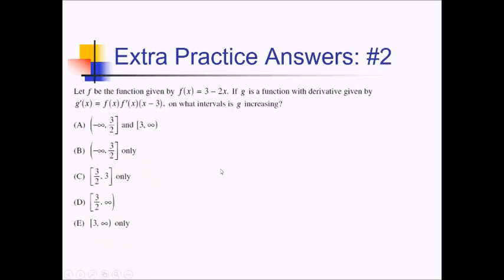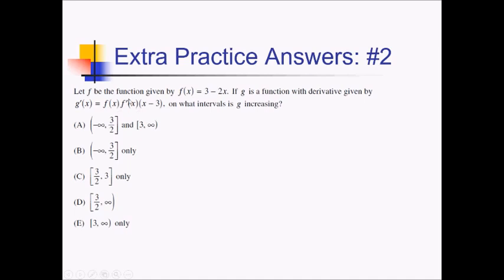On this problem, we're initially given this f function, 3 minus 2x. And then we're told about a g function whose derivative is given by g prime right here. We want to know where g is increasing. So to figure this out, I need to figure out where g prime is positive. Let me start by rewriting g prime without all these f functions in here.